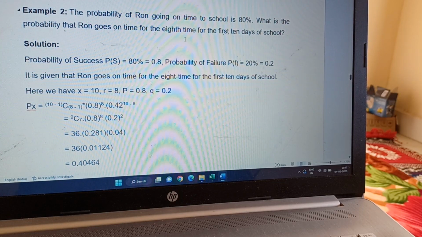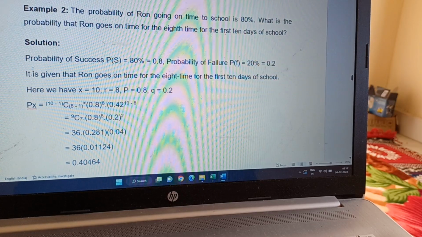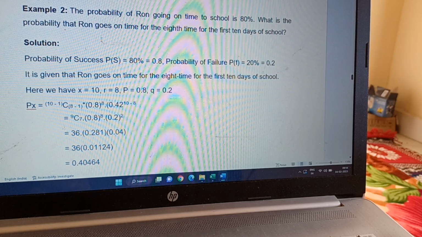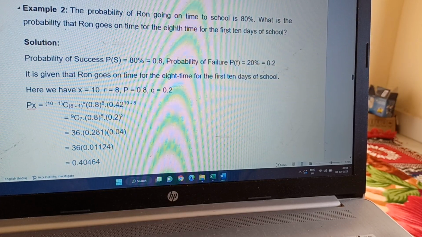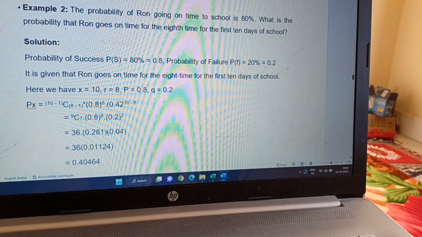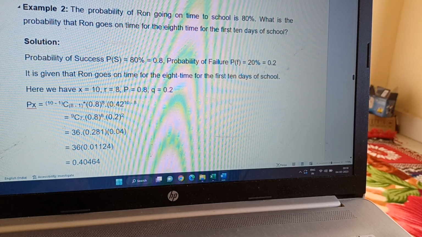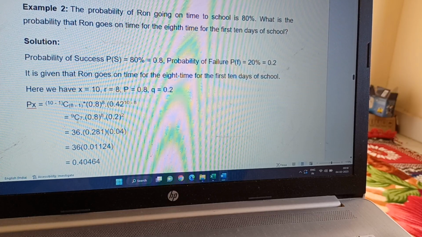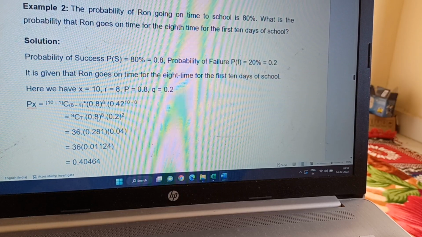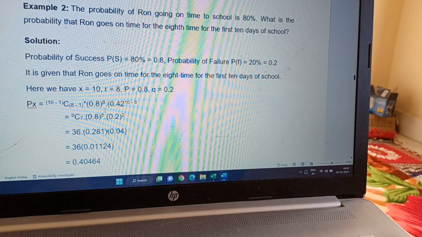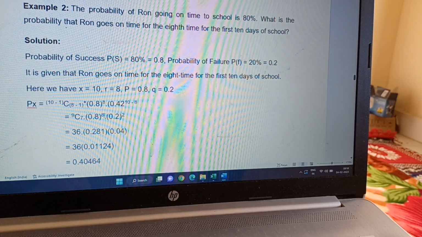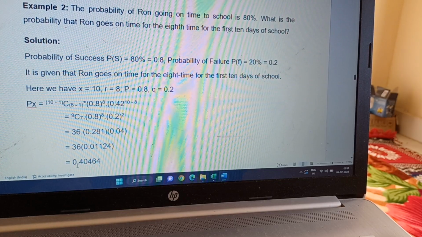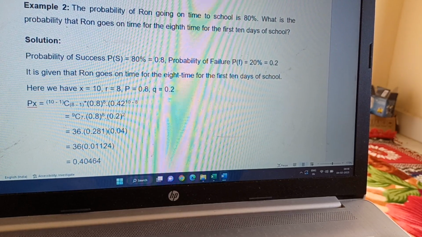We are using the same negative binomial distribution, because it is asking for going on time for the 8th time, which means he has already gone on time 7 times out of 9 trials. So I write the formula: 9 choose 7, times 0.8, the probability of going on time, to the power 8, since it is asking for the 8th time, and 0.2 to the power n minus r, which is 2. We get the probability 0.41.